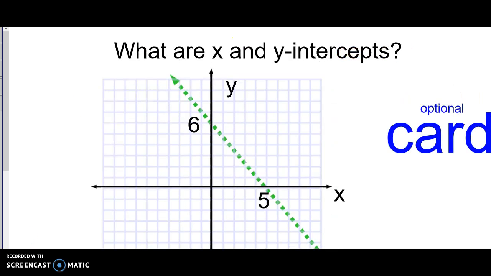So for this one, you can make an x and y intercept card if you want to, or you don't have to. But basically, this point right here, where we cross the y-axis, is called the y-intercept. Okay, that's the y-intercept. And this one down here, this point right here is the x-intercept. It's where it crosses the x-axis. This is the point (5, 0). So we've got a y-intercept here, and we've got an x-intercept here. You may or may not need to make a card for those.